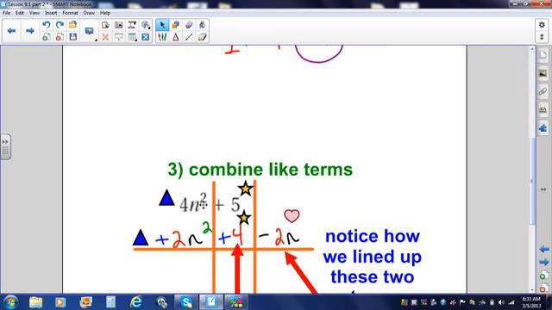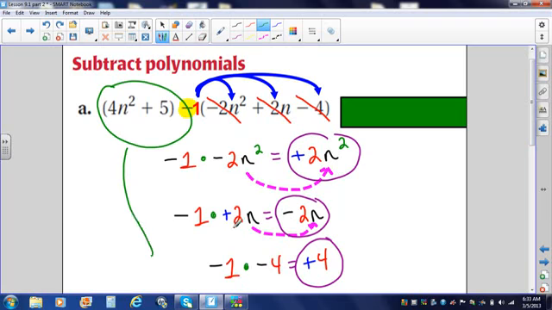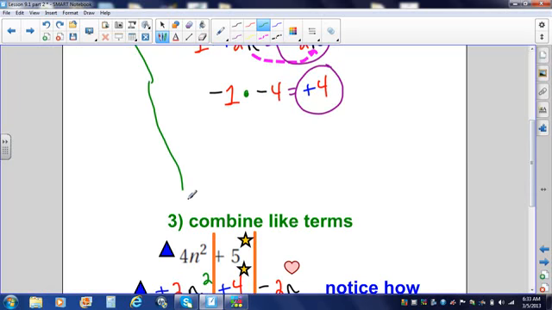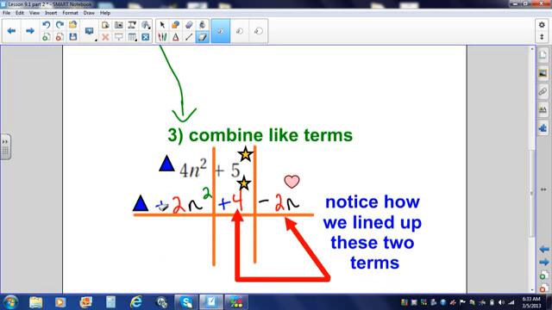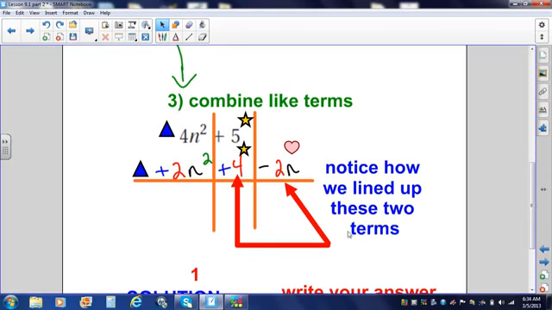So 4n squared plus 5 was my first polynomial. I'm going to take that binomial and bring it down just so you know where I'm getting it from. There's my first polynomial. Now I'm going to combine like terms. So I took my answers from above, +2n squared, +4 and -2n. Notice, very important here, notice how we lined up these like terms.